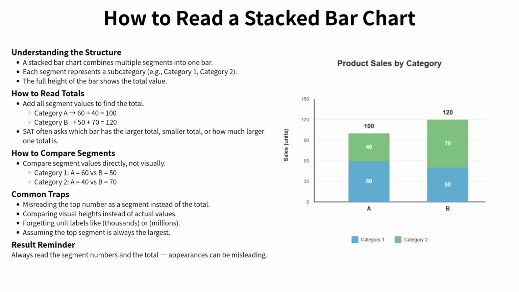If the question focuses on a specific part, compare the segment values directly. For example, Category 1 is larger in A, while Category 2 is larger in B. A common trap is reading only the top number and assuming it represents a single segment, when it actually shows the total. Another mistake is relying on visual height instead of reading the exact values. To avoid errors, always read the numbers inside each segment and verify the total at the top of the bar. This simple routine ensures you interpret stacked bar charts correctly every time.